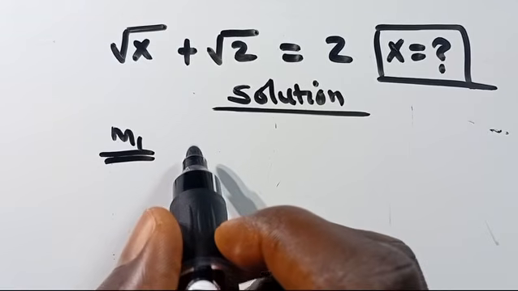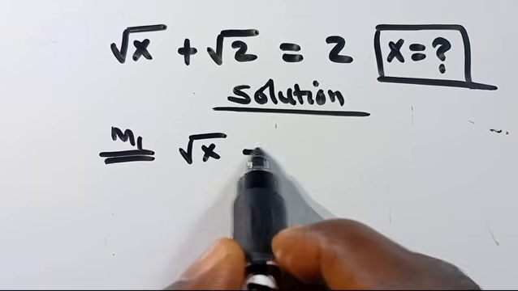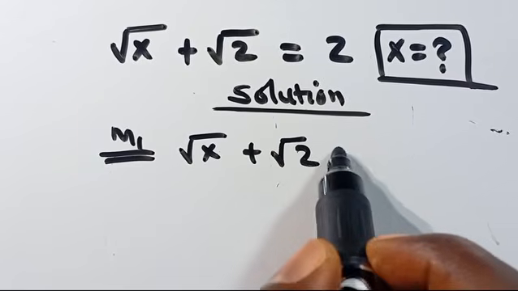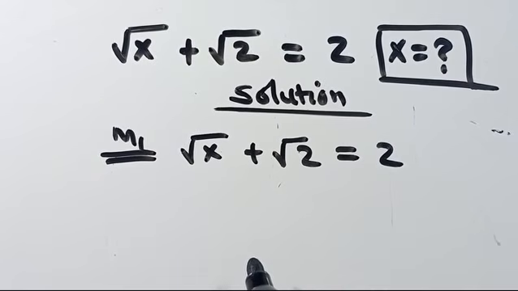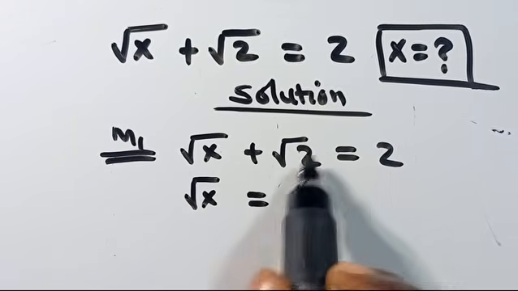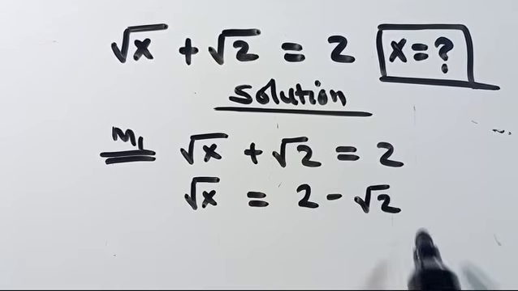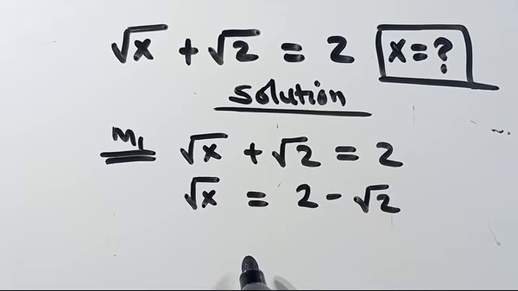Let's first of all take this. We are given root x plus root 2 equals 2. Let's have it to be root x. Let's take this root 2 to this side. We have 2 minus root 2. Then let's square both sides.